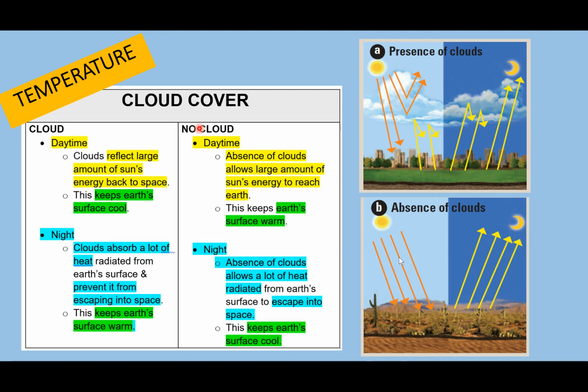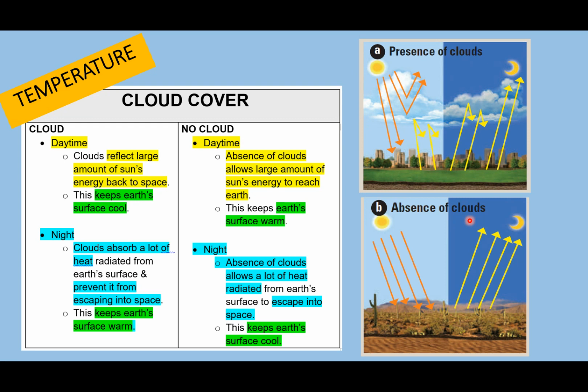Next, another factor that affects temperature is cloud cover. In the presence of cloud in the daytime, clouds reflect a large amount of the sun's energy back to space. This keeps the Earth's surface cool. And at night, clouds absorb a lot of heat radiated from the Earth's surface and prevent it from escaping to space. This keeps the Earth's surface warm.